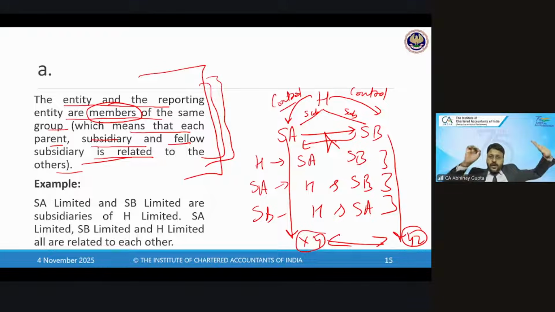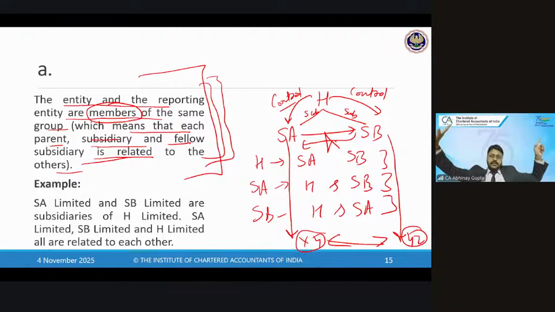Yes, sir. Now here, although SA is not controlling SB and SB is not controlling SA, they are commonly controlled by H. Yes or no? Yes, sir. So by virtue of the main principle of control, H controls SA and SB. So H controls SA, so related. H controls SB, so related. So SA and H are related to each other, and H and SB are related to each other.